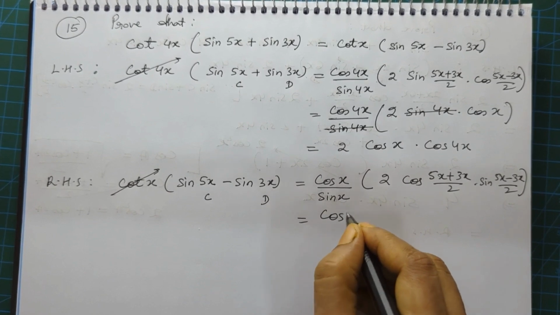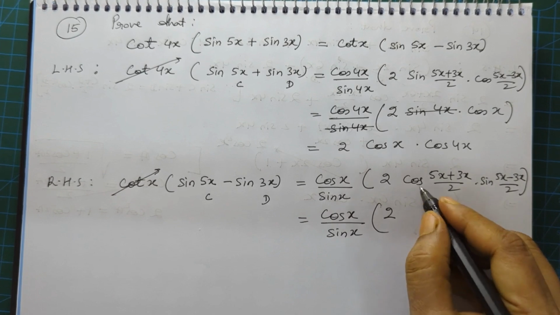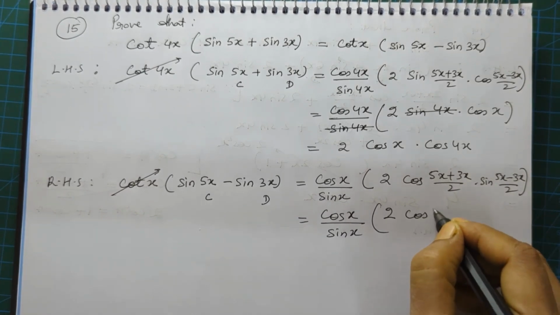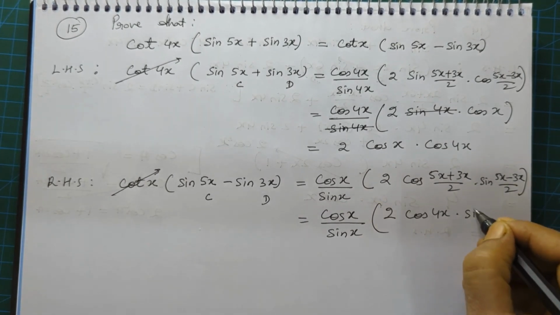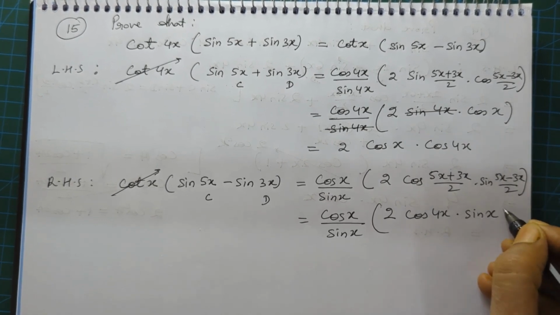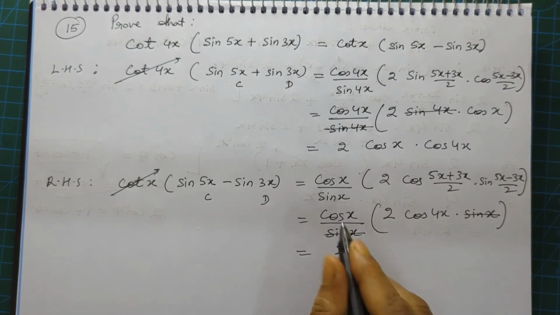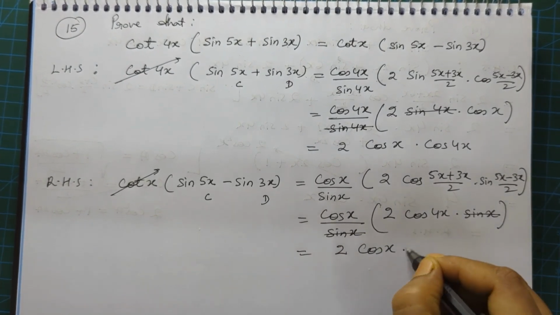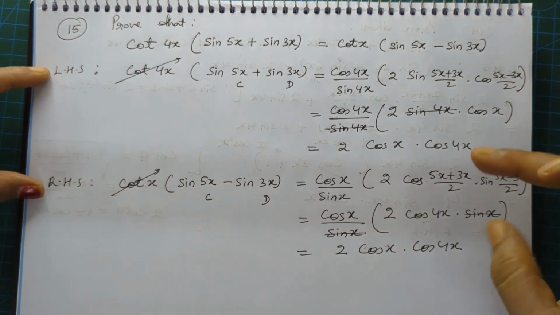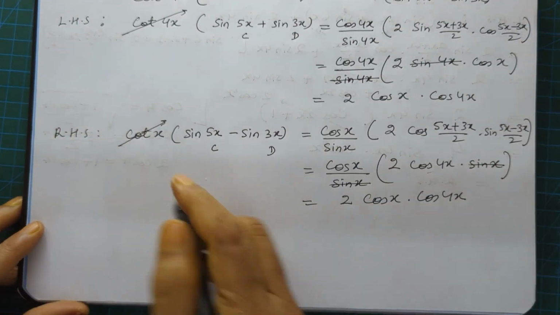So we have here cos x by sin x, here twice cos 8x by 2 means 4x, sin 5x minus 3x is 2x. 2x by 2 is x. Sin x cancels here and we get twice cos x times cos 4x. Now just observe left hand side, right hand side condensed or simplified to the same thing. So we will give our conclusion.